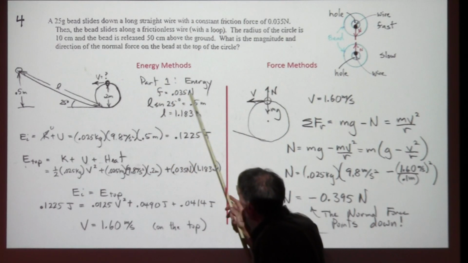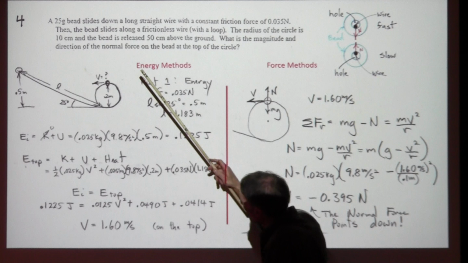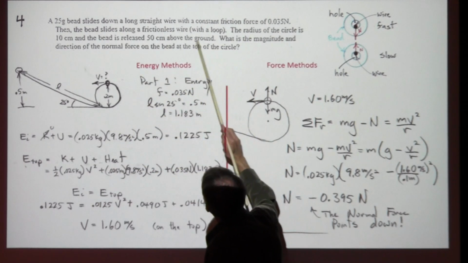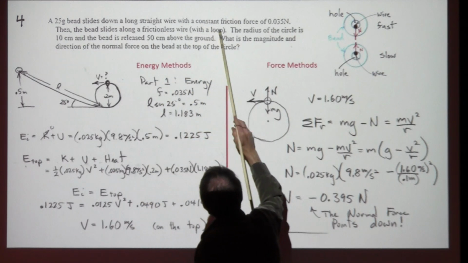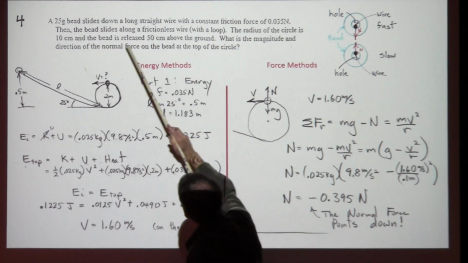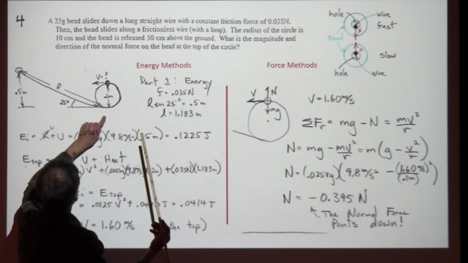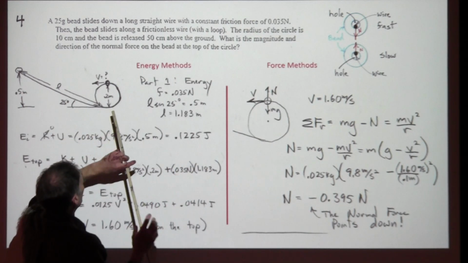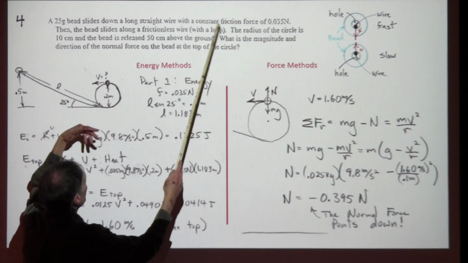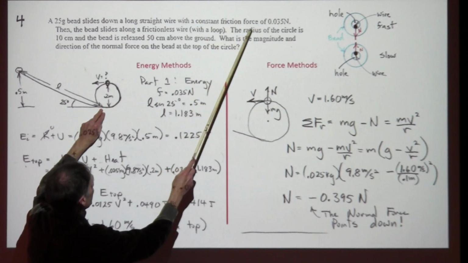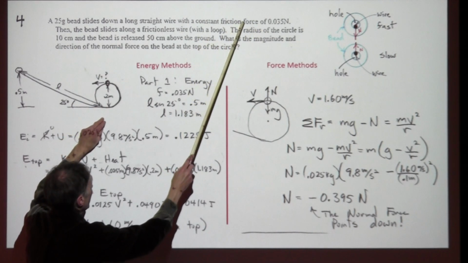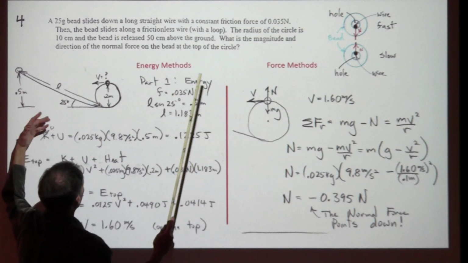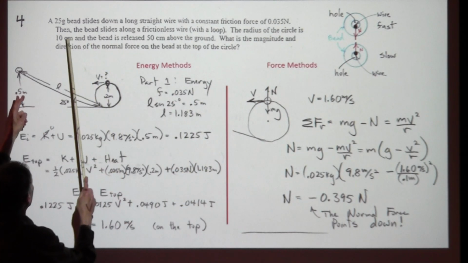Energy methods. Part 1, we'll look at this, and really what I'm after here, first of all, what is he asking? Slides down a wire with a constant frictional force. Now, he tells us what this frictional force is. Little thing is, he's trying to save you a little bit of work. He didn't talk about the coefficient of kinetic friction. He's just telling you that there's a constant frictional force of this amount coming down. So mu's whatever it's got to be to make that happen.